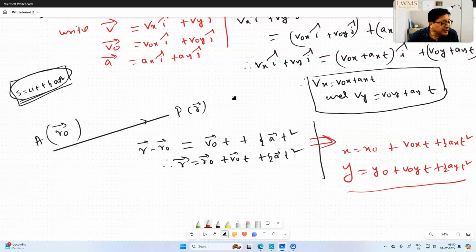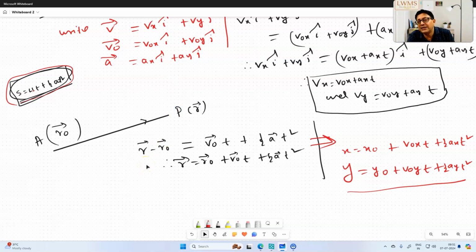So motion in 2D is nothing but two one-dimensional motions. All these equations you have seen before. Normally you take r0 equal to 0, so r equals v0t plus half at square. It is comparable with this equation. So x will be ut plus half at square, and y also ut plus half at square. So this is the concept of two-dimensional motion in a plane.